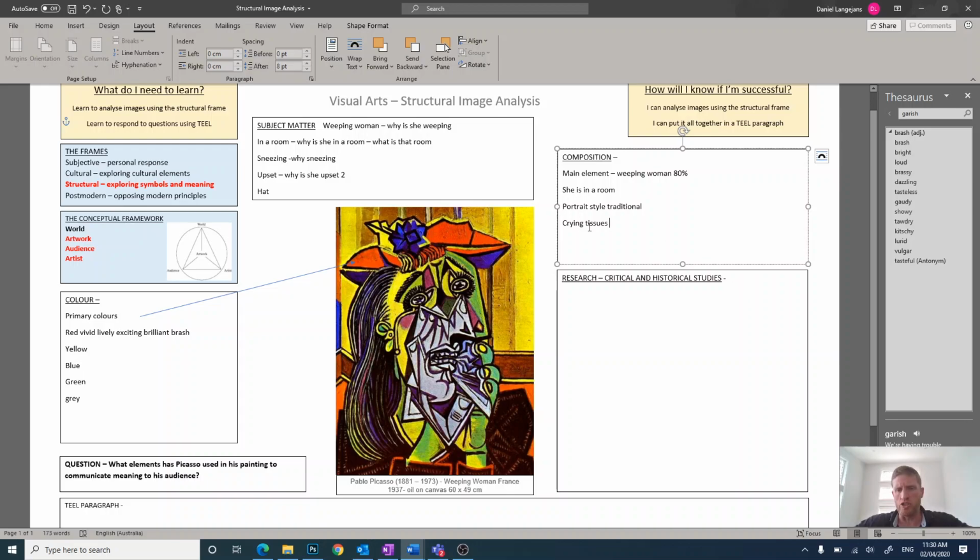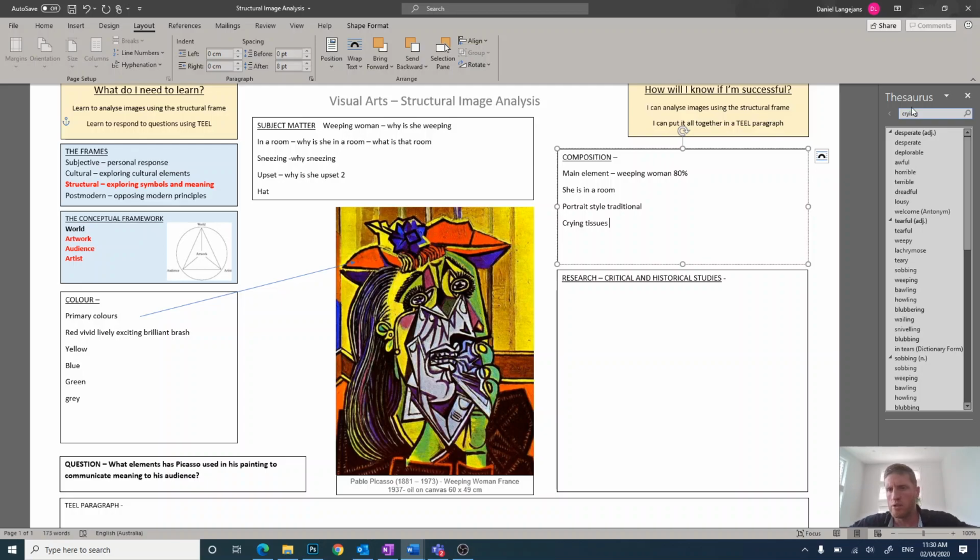Don't forget also, whilst you're doing this, you can also go over here and continue to use your thesaurus, which is really handy. You could say she's crying. What's another word for crying? Desperate, deplorable, awful, horrible, terrible, dreadful, lousy, weepy. You could say weepy, teary, sobbing. Let's put that in there. She does look like she's sobbing. Insert. Sobbing. Bawling, howling, maybe howling. Okay, so we'll put those in there.